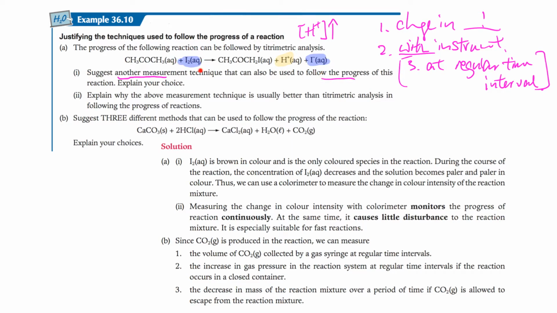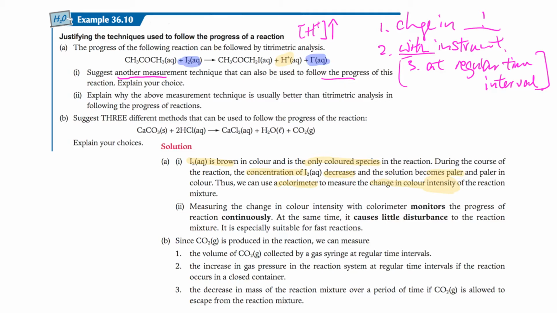How does it change? You have to tell that the concentration of I2 will decrease, so therefore the color will get paler and paler. So the change in color intensity can be measured by using a colorimeter. This is basically what you have to mention in your answer. I2 is brown, the only colored species, and the others are colorless. In the process, the concentration of I2 decreases, the solution gets paler, so we can use a colorimeter to measure the change in color intensity. Remember, this word is very important.